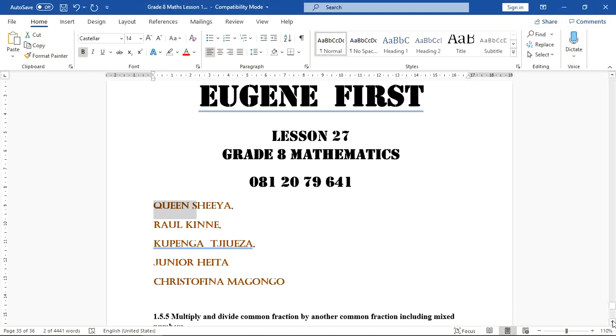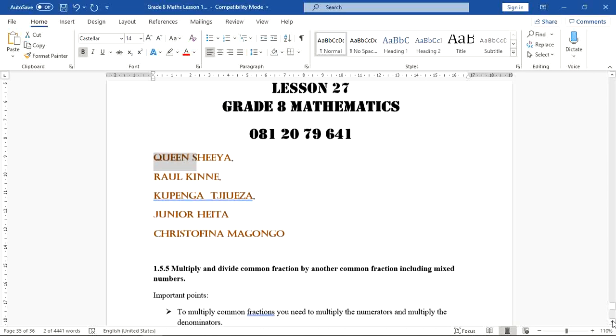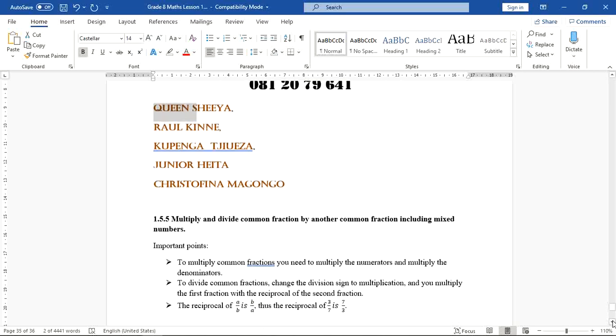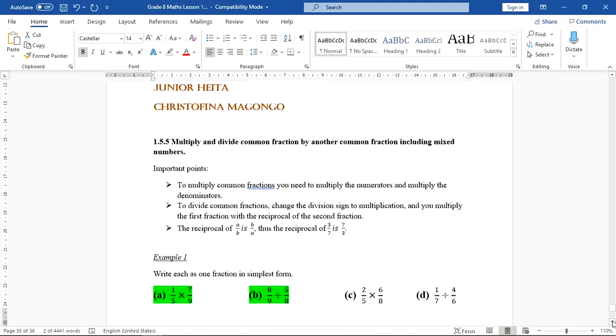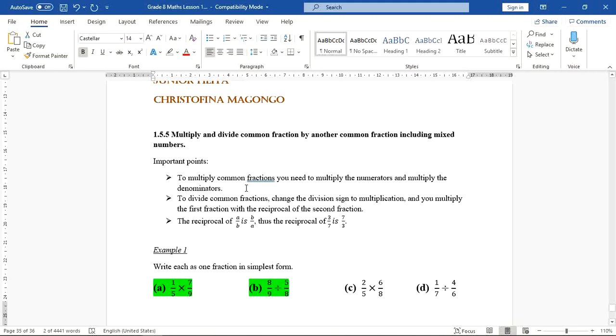Alright, now in lesson number 26, I promised you that we are going to look at how to add and subtract decimal fractions. But then I thought maybe we should do this one first so we can do that one later. So in today's lesson, we are going to look at how to multiply and how to divide a common fraction by another common fraction.